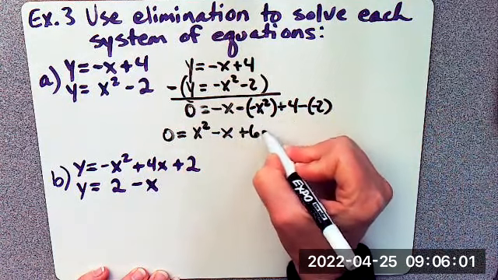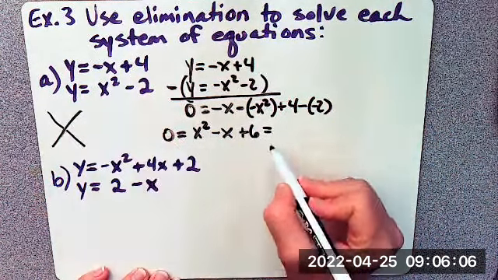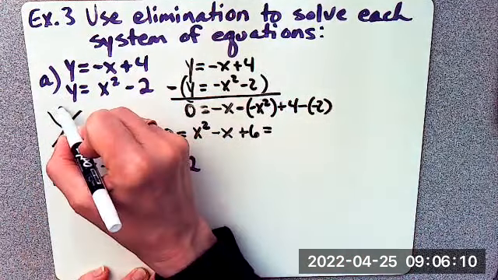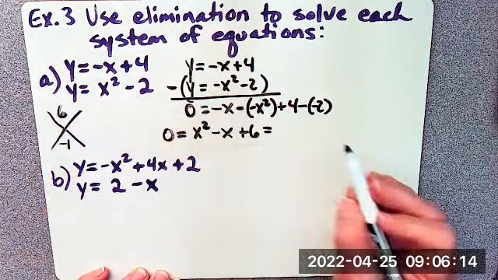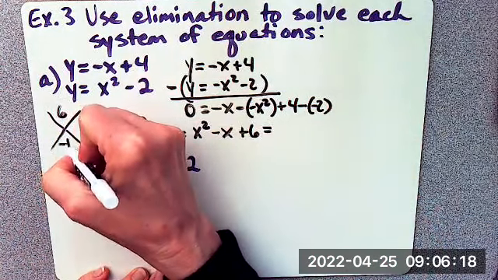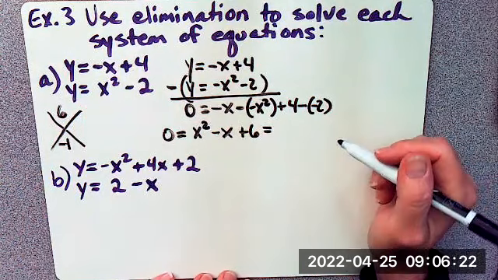So if we did a quick factorizing, we see that 1 times 6 is 6, and we have -1. So that means I have 2 negatives making a positive. Ooh, that's a tough one.